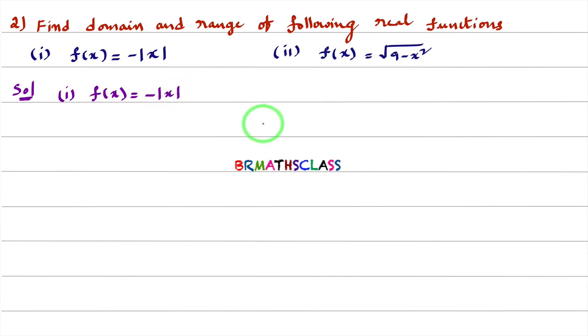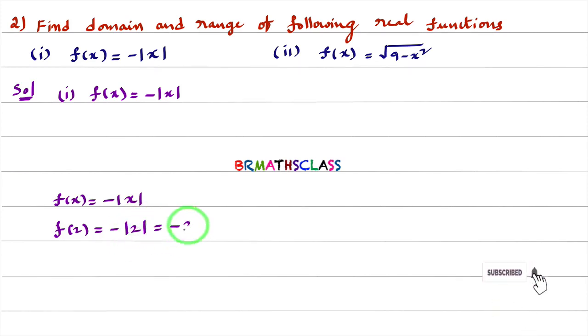Many students find it difficult to understand the domain and range of a function. Here, to explain the domain and range of this function, I'll take a few examples. What is f of x? f of x is minus modulus of x. You calculate f of 2 and see what we will get. f of 2 is minus modulus of 2. What is the modulus of 2? We learned this in the theory part. Modulus of 2 is 2. So, f of 2 is minus 2.